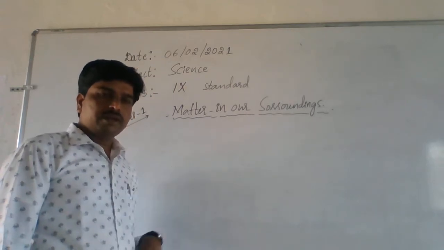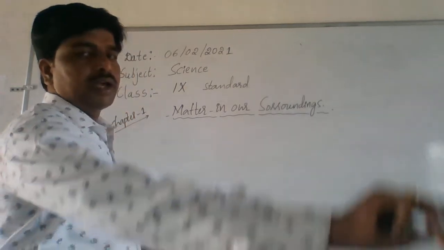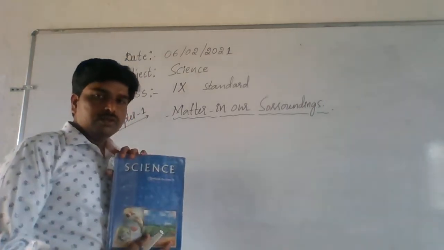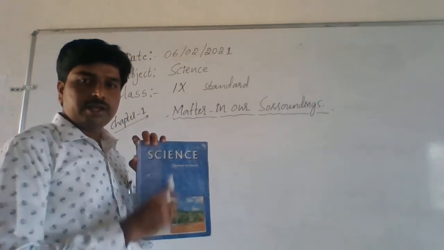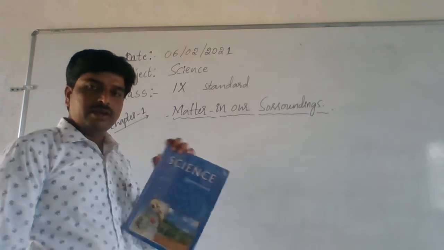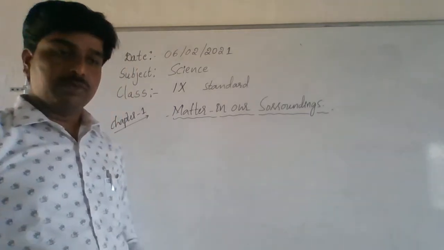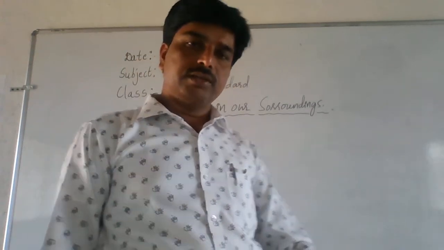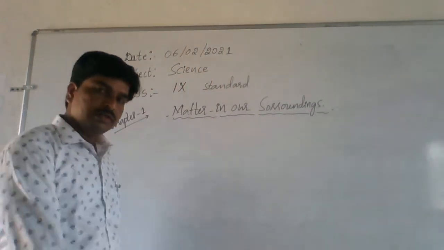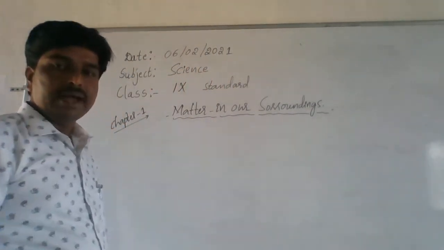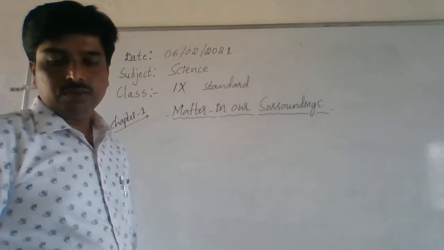Everything has a particular name. See, the textbook is here. I have a textbook here now. You know this is a textbook, but I also call it matter. You know why? It also occupies space and this textbook also has mass. Hence this textbook is also called matter. Yes or no?